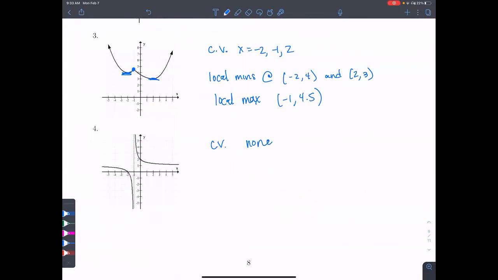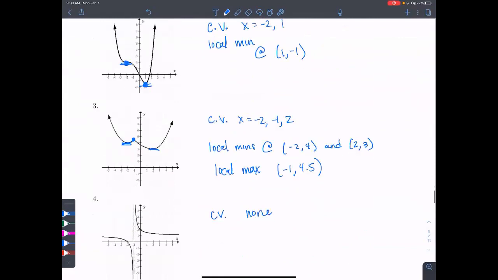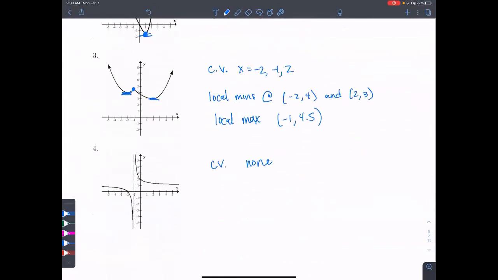Again, that's because vertical asymptotes are not included because they are not in the domain of F, so they're not going to be critical values of that function because they're not even values of that function. And this has no local extrema. No matter what interval you zoom in on, you're not going to find anything like here. There's points lower. There's nothing that bottoms out or tops out even locally.